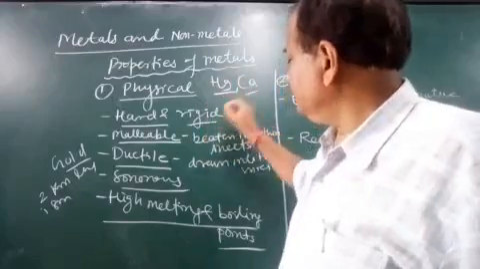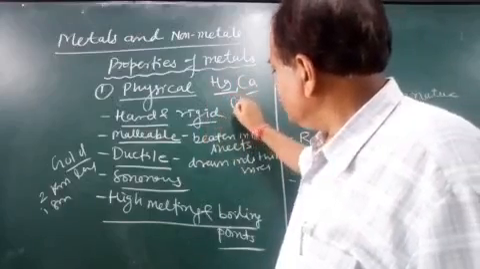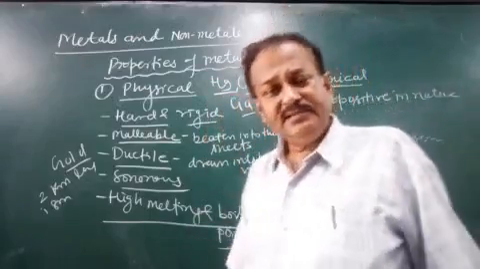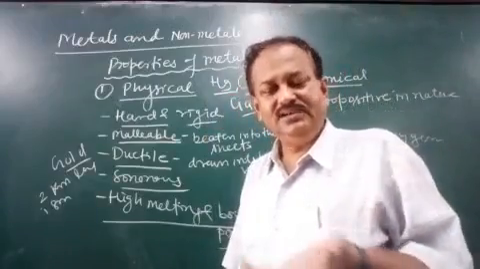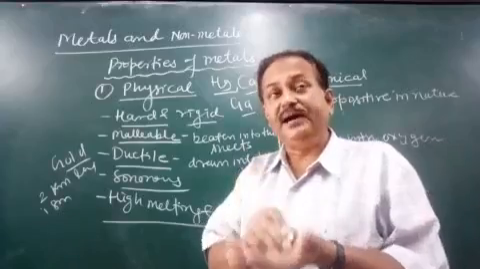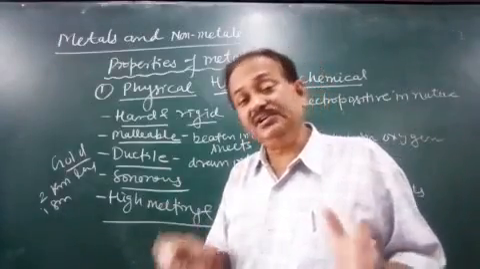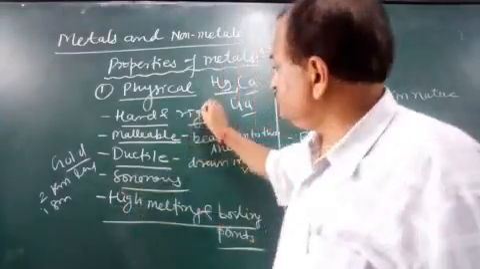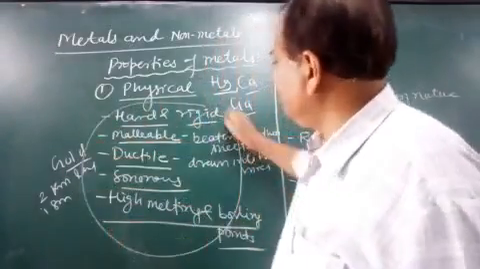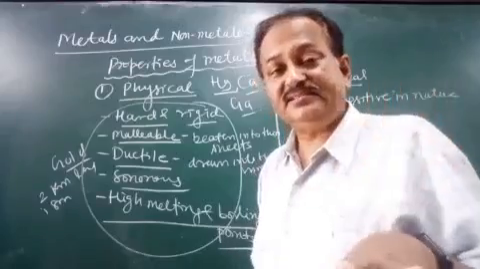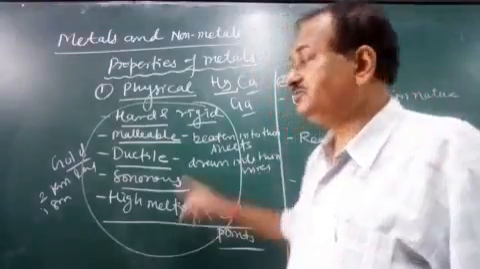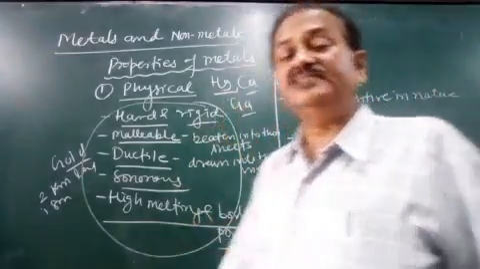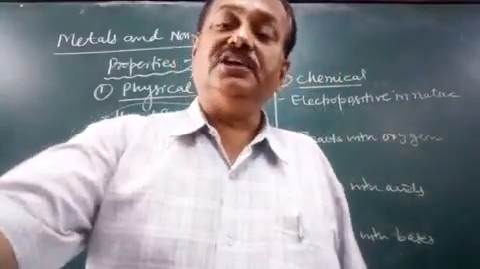Then coming to gallium. Gallium is just like wax. If you take a piece of gallium on your palm, gallium will melt. So it means that these points are generalized points for the metals as a whole. But there are some exceptions, and so we can say these are the physical properties.